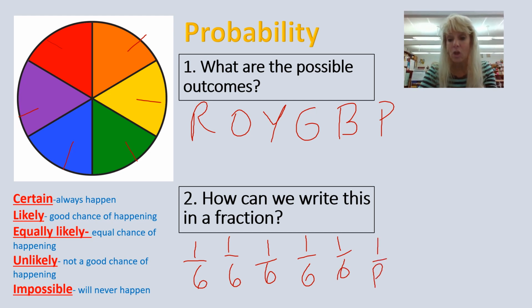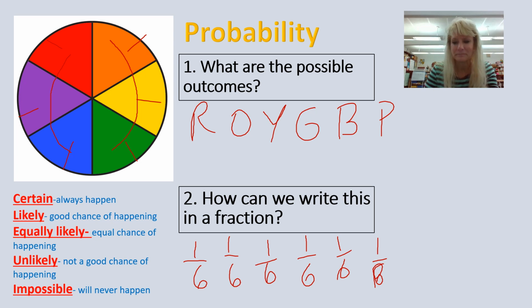Now you might say, oh, they're all equally likely because they're all 1 out of 6. But that's not really the case, because our equally likely needs to be 50-50. So I could say that I have an equally likely chance of selecting an orange, a yellow, or a green as I would have selecting a red, purple, or blue, because that would be half of it. So I have an equally likely chance of landing on anything on the right side as opposed to landing on any color on the left side. That would be your equally likely. But 1/6 does not make something equally likely. So the fraction is 1 out of 6.